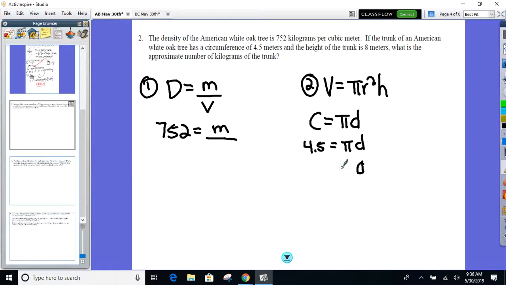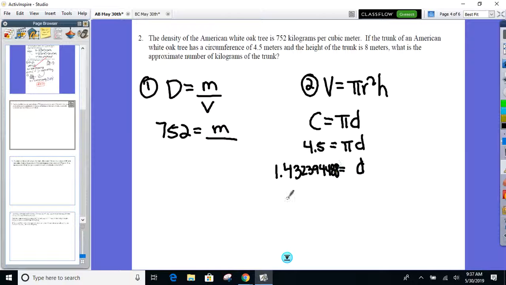So you guys divide both sides by pi. Find the diameter. And again, you guys know what the deal is. I don't round a darn thing until the end of the problem. So 1.432394488. That's only the diameter, right? Before you plug it into the volume formula, what do you have to do? Cut that sucker in half.